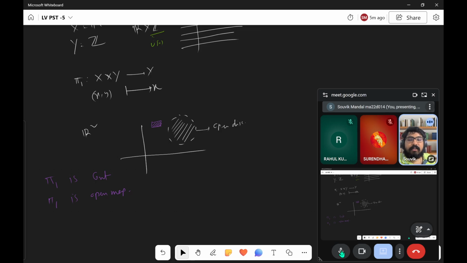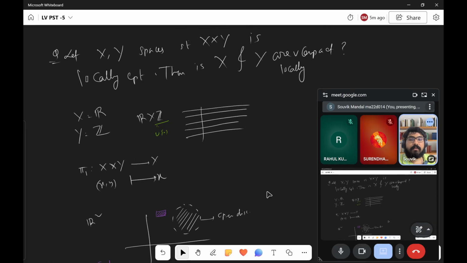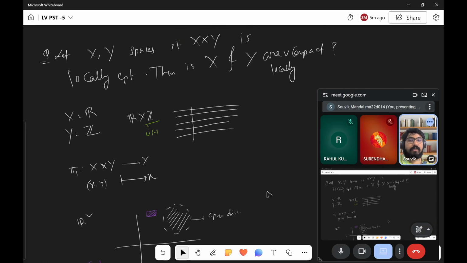So currently the problem which we are discussing is as follows. Suppose x and y are two spaces such that x cross y is locally compact, then show that x and y are locally compact each.